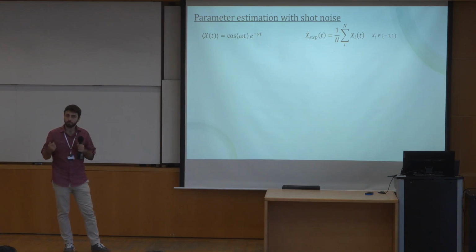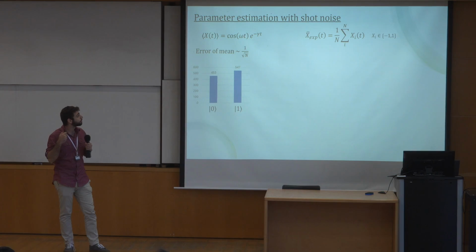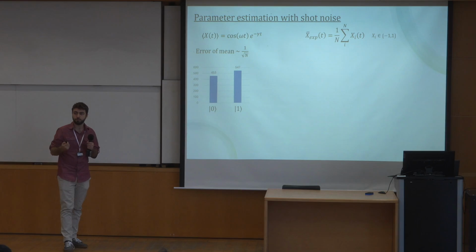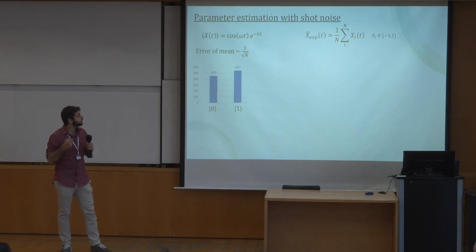So now, how do we actually estimate those parameters? How do we estimate omega and gamma? So if the expectation value is this decaying cosine, we can never actually measure this cosine. We can only perform measurements and get 1 or minus 1. And we can always perform only a finite amount of measurements. So we always have an error in our expectation value that we calculate, and this error will go as 1 over square root of n.